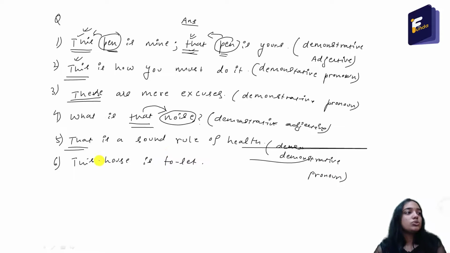This house is too late. So this is describing the word house, the noun house. So it is an adjective. So it is a demonstrative adjective.